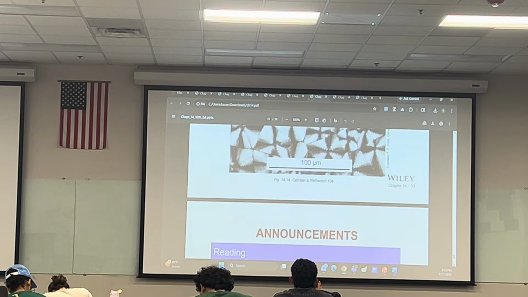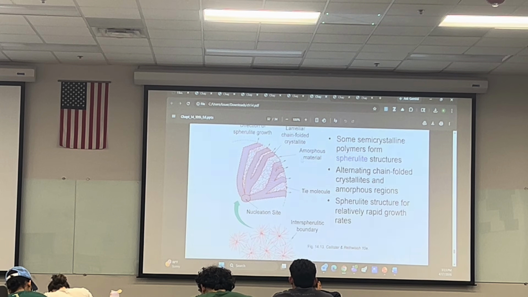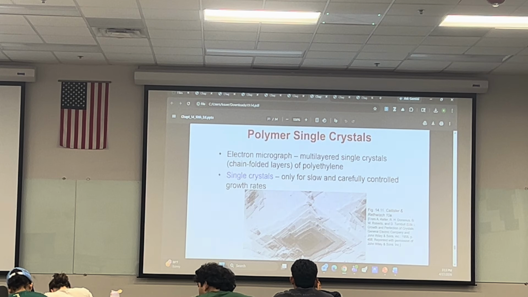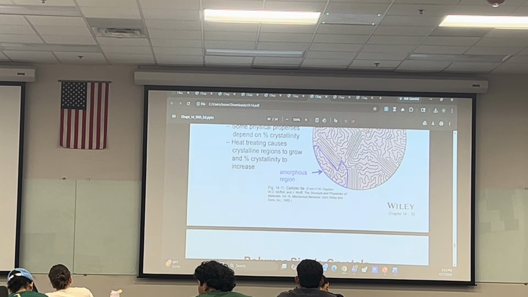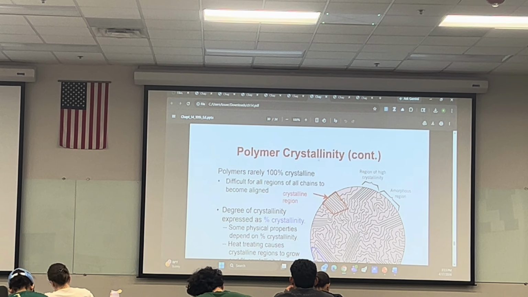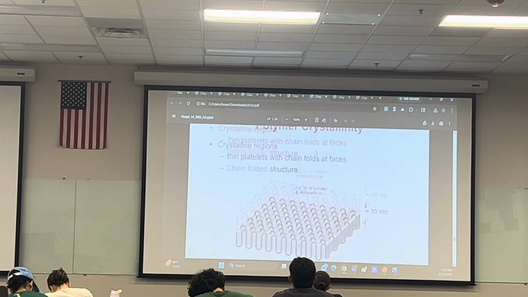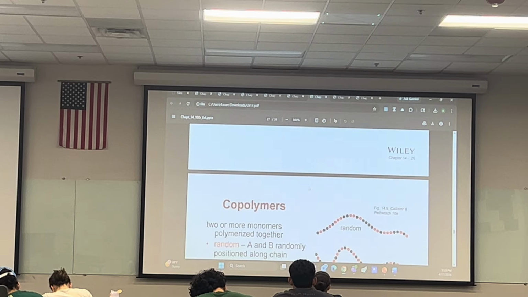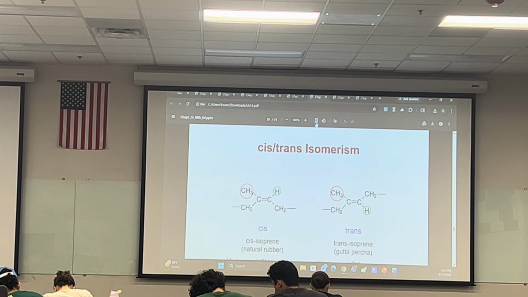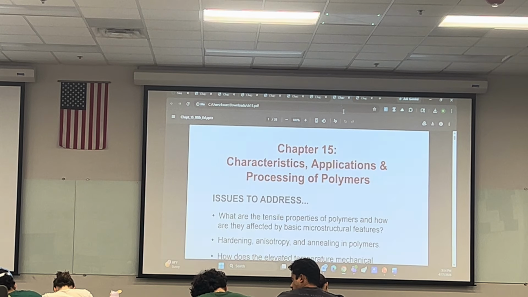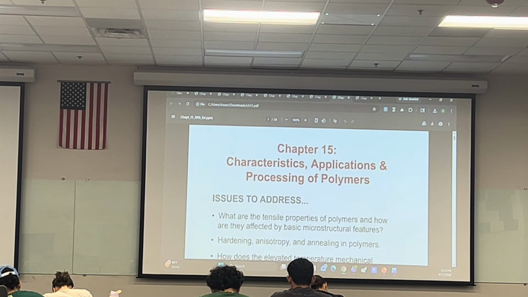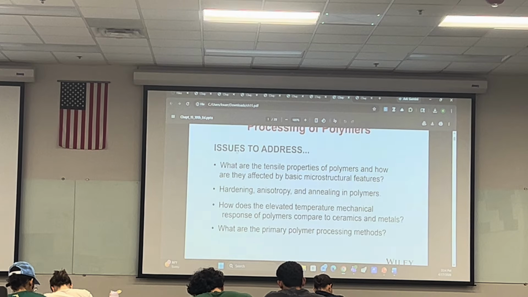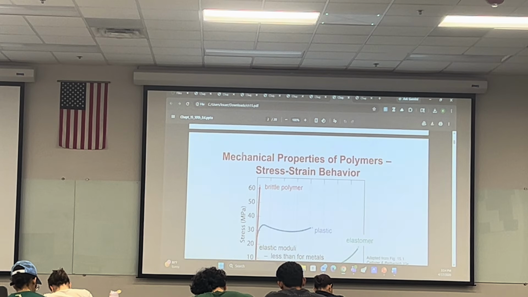Yeah. So this chapter, the main topic is the molecular weight. The rest is good to know, like the structure, crystallinity, and the rest of the stuff, like different types of polymer, linear, chain, local polymer, those stuff. And chapter 15 is about the application and properties of polymers.